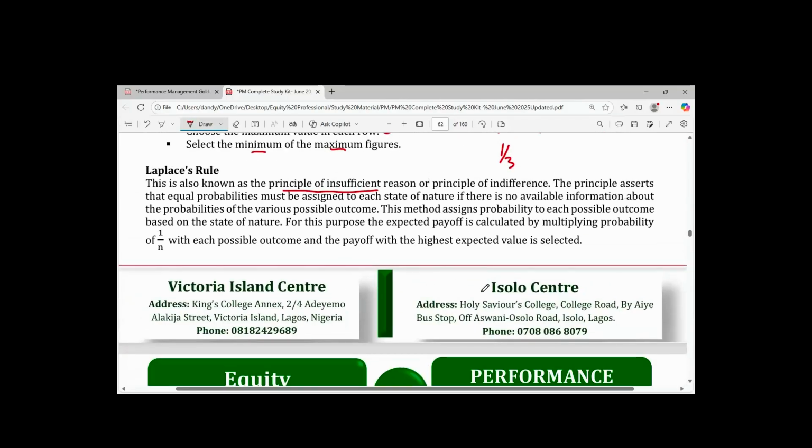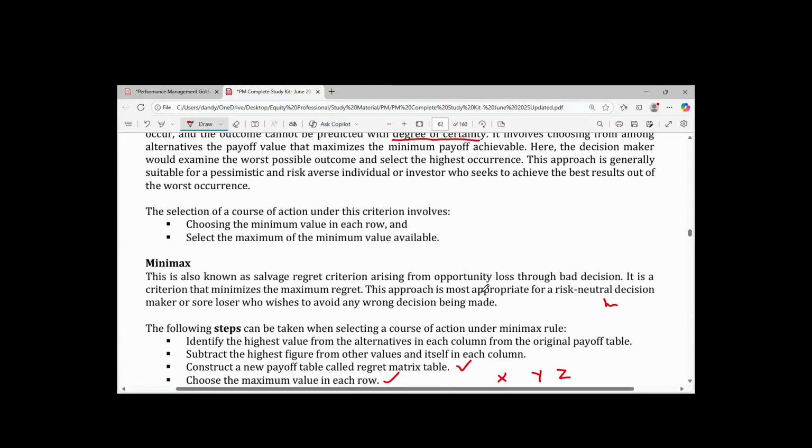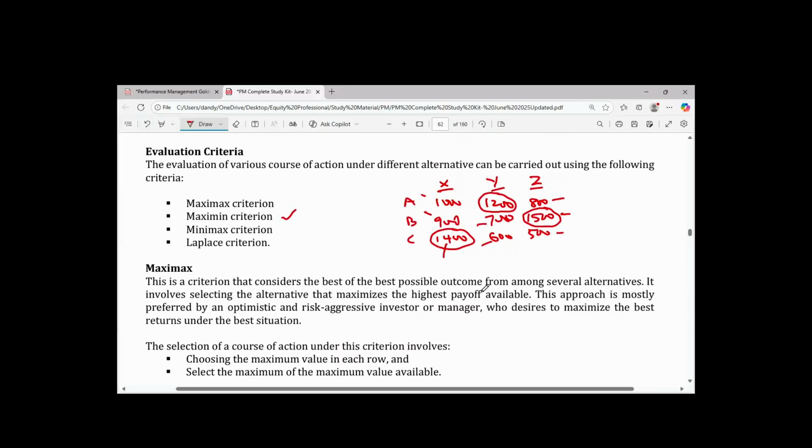Now, before we go to the attitude of the decision maker, let me recap what we have done under the various evaluation criteria. I told you that to carry out decision analysis, there are 4 different evaluation criteria that you can use.